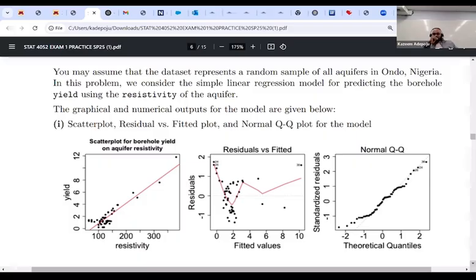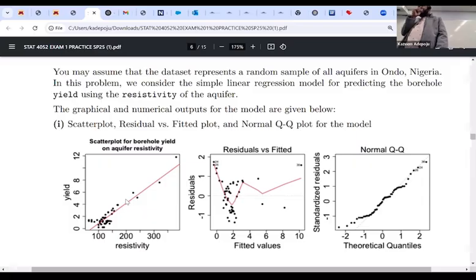You should be able to know how to interpret a scatter plot. How do you interpret a residual plot? And how do you interpret a normal QQ plot? The three plots are very crucial in statistical analysis. The scatter plot is part of the preliminary investigation.